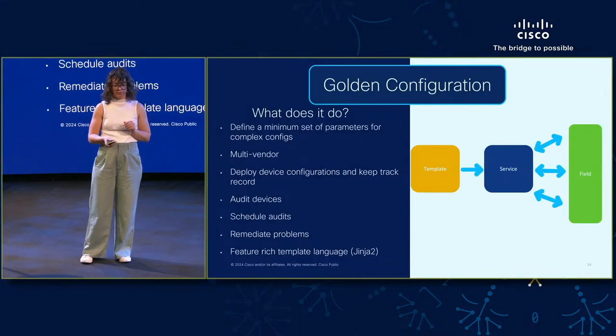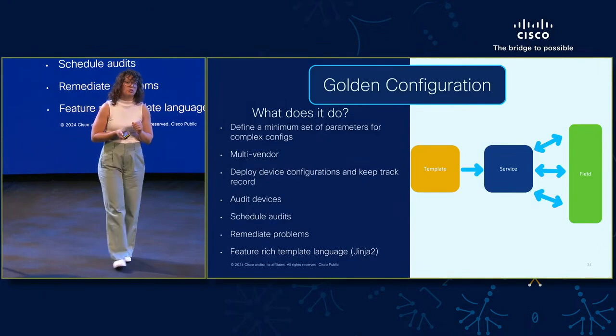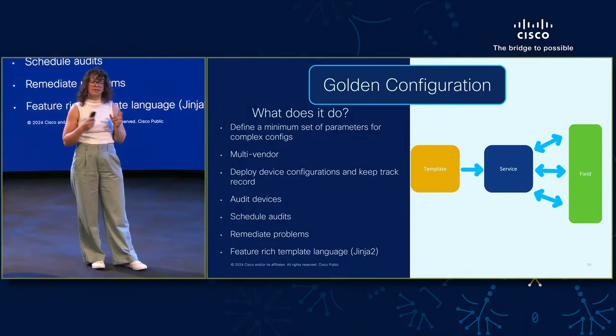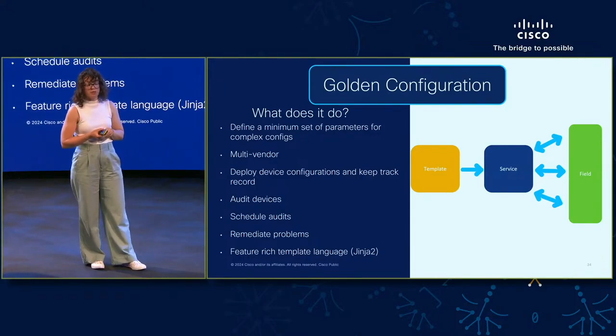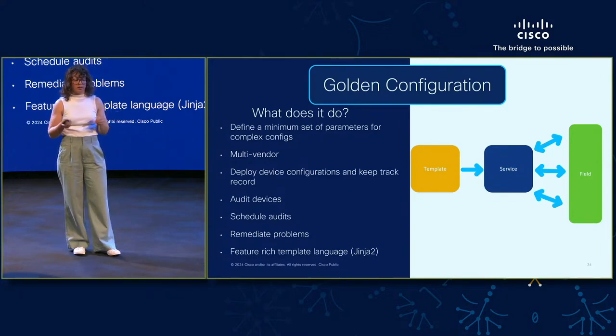So I'm going to jump a little bit into what each of the individual use cases are, and then right after this, we're going to launch into a demo of 2 of them. So golden configuration. What does it actually do? What are we trying to do here with it?